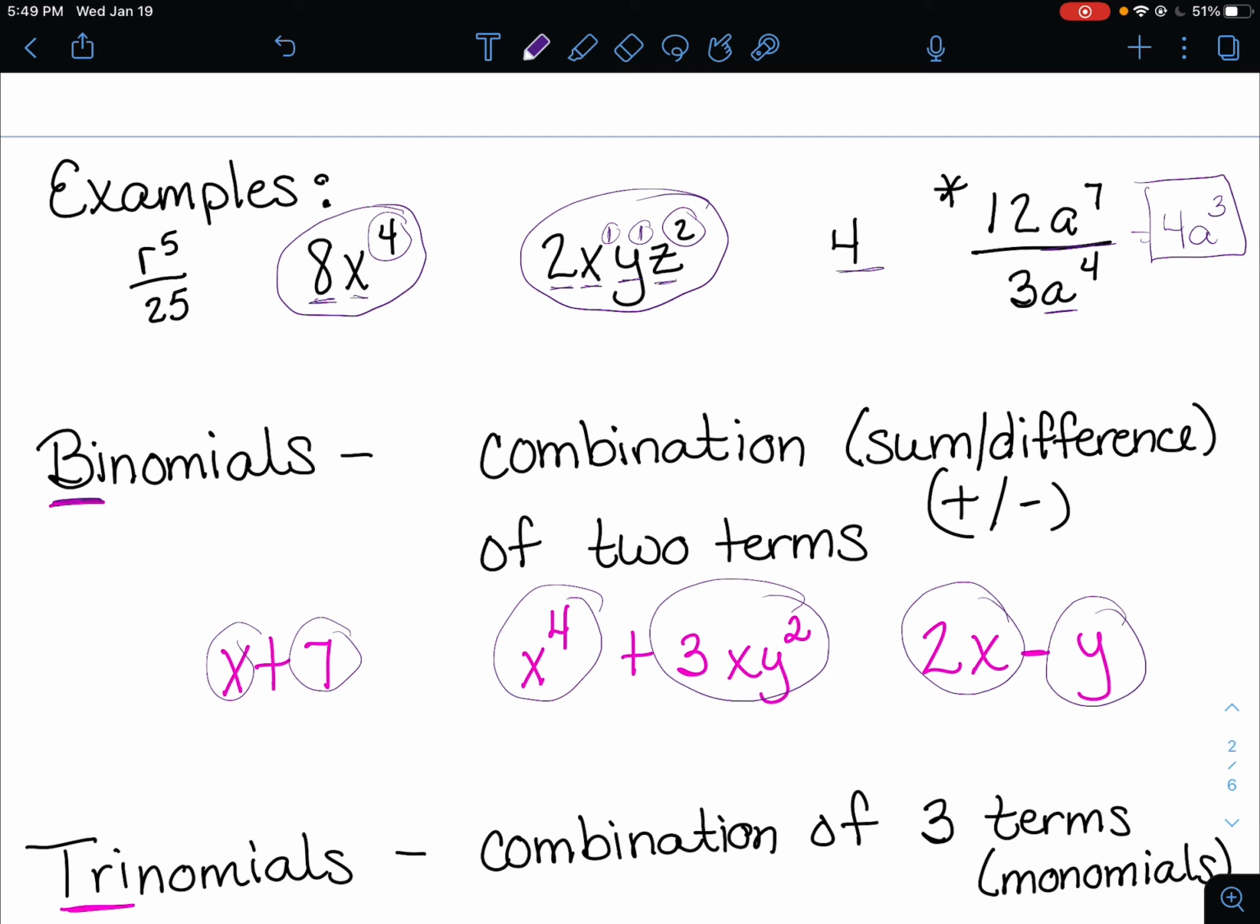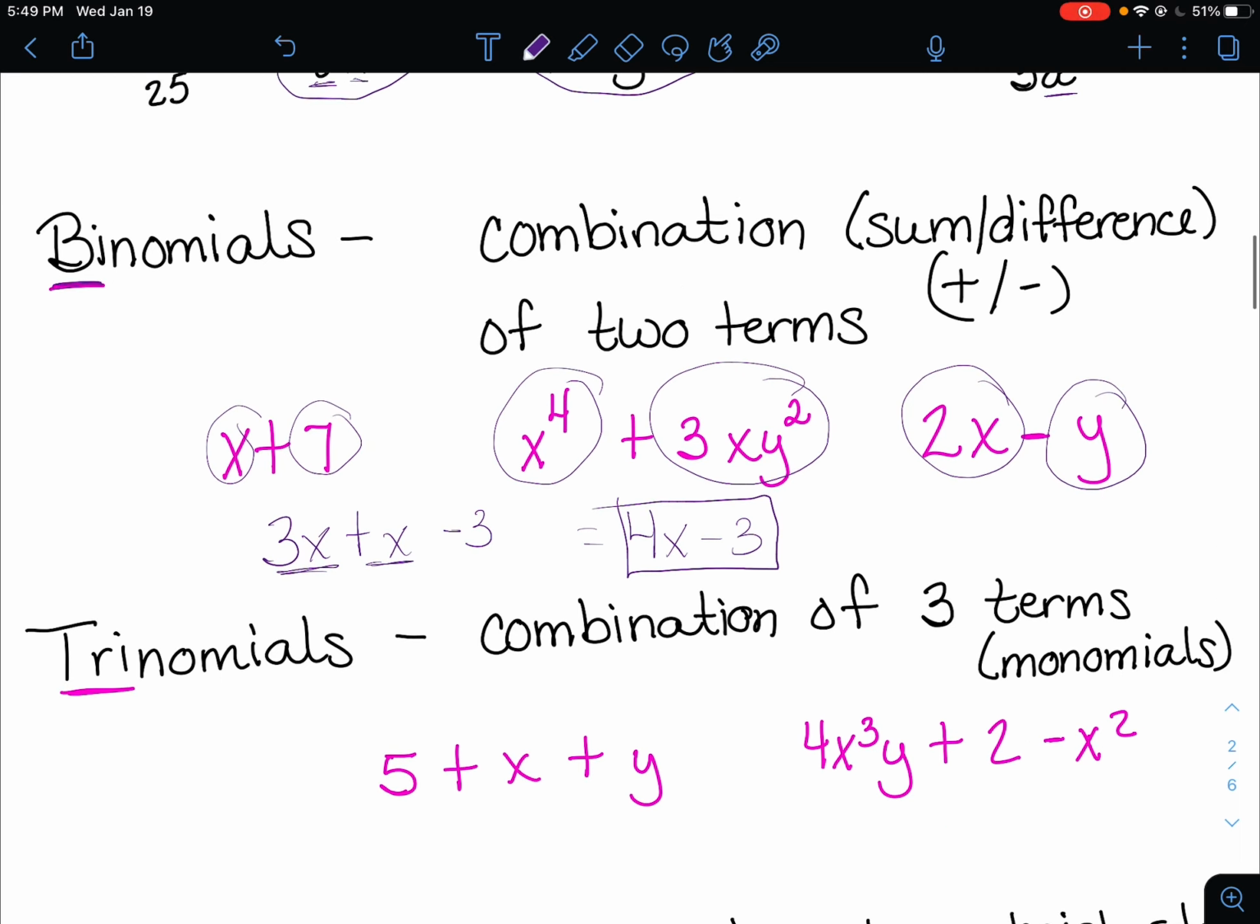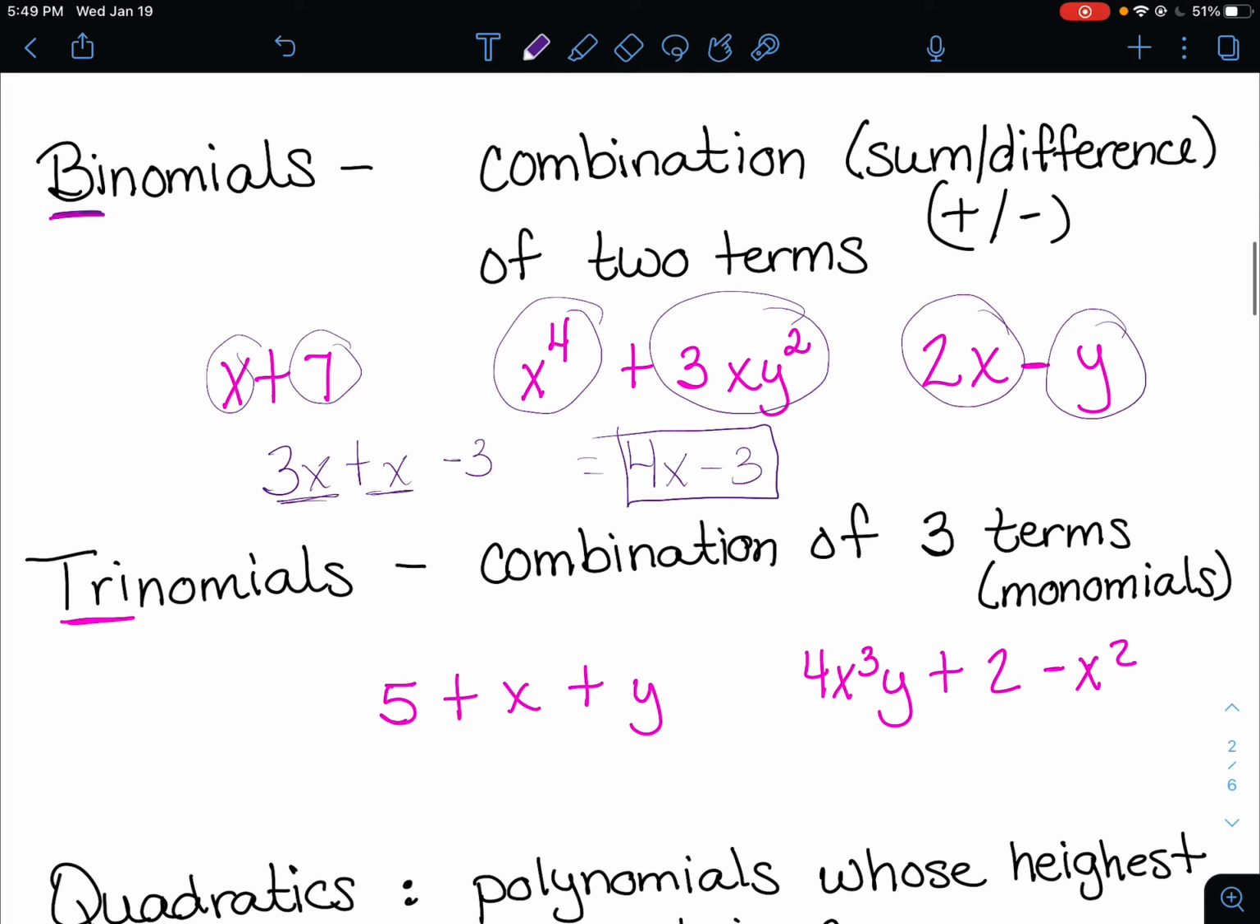If we have something like 3x plus x minus 3, you may not think that that's a binomial. But if we simplify this, because 3x and x are like terms, we get 4x minus 3, and this is a binomial. Now our next word is a trinomial, and we know that the beginning word tri means 3. Bi meant 2, this means 3.